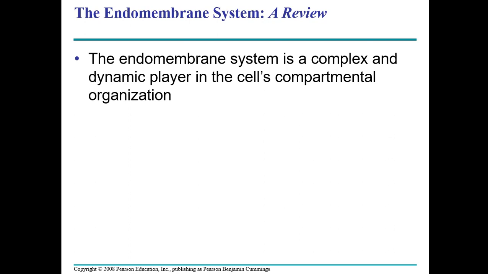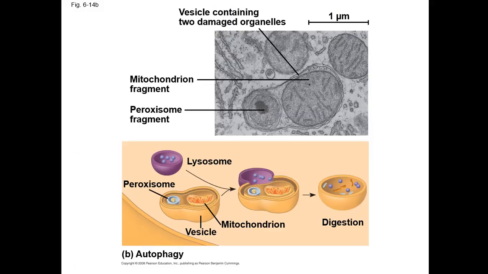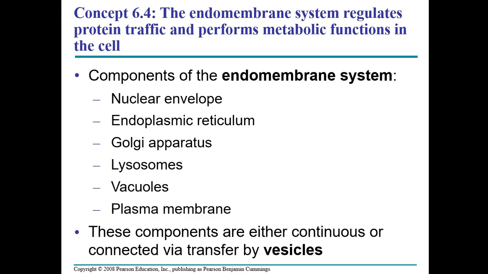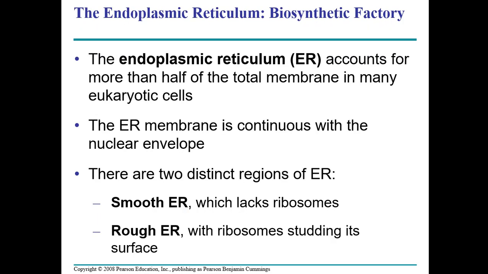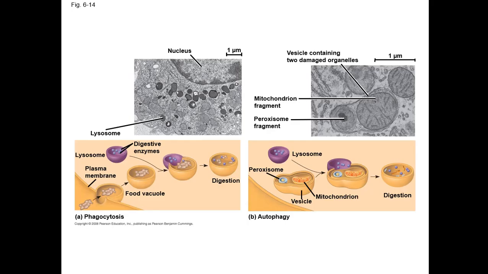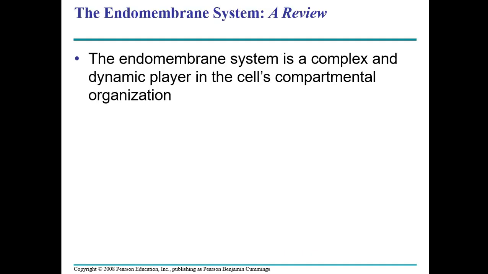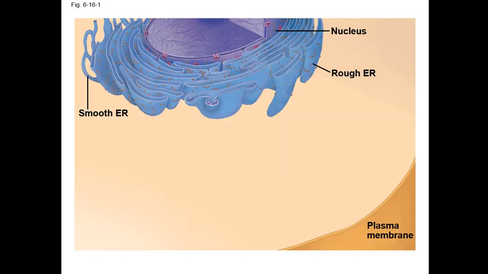Endomembrane system, tandaan, it's a complex and dynamic player in the cell's compartmental organization. Tandaan nyo yung endomembrane system, ito, balikan natin. So, lysosomes, vacuoles, then plasma membrane. Okay po. So, they are connected via vesicles. Okay, and dynamic player in the cell's compartmental organization.